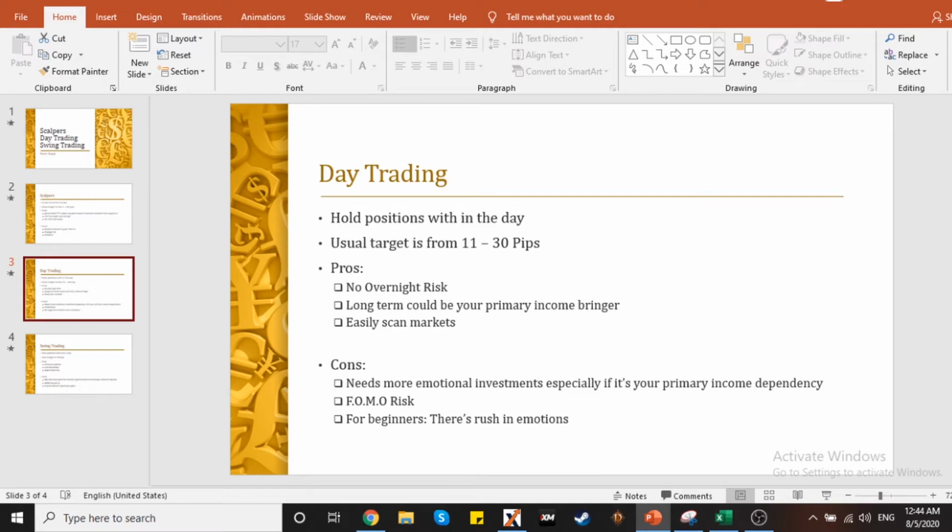Ito yung type of trader that would need more emotional investments, especially if it is your primary income dependency. Kung nagre-rely ka sa trading skills mo and your knowledge to survive your monthly dues or your monthly bills, stressful talaga siya, mga kanoypi. Mahirap talaga siyang gawin kasi iisipin mo kung anong pangbayad mo eh.